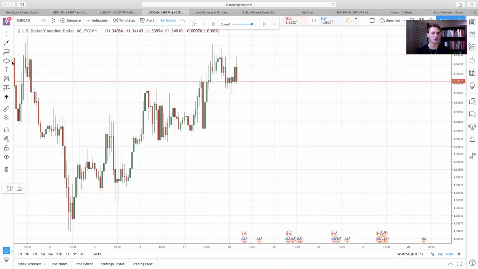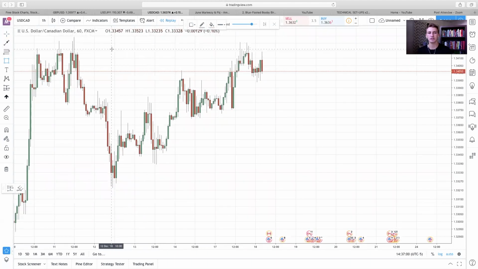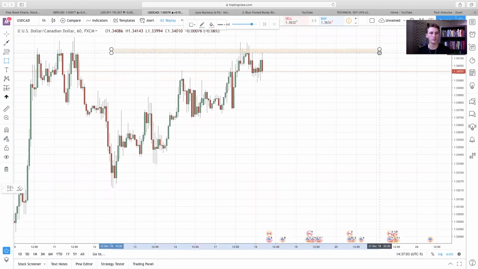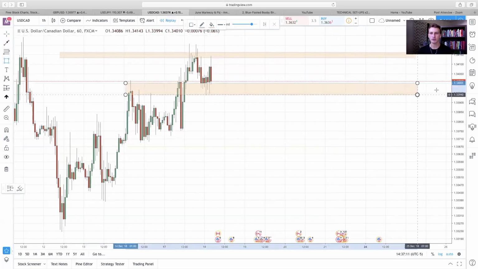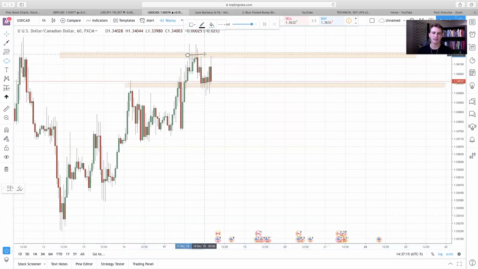So first things first, we're going to go ahead and draw the most previous high and the most previous low. All right, so right here will be the most previous high. We'll drag it out a little bit more. The most previous high, and down below will be the most previous low. All right, so just to let you know what I'm looking at, I'm looking at this high right here and this low down here, and I drew my zone into the future.